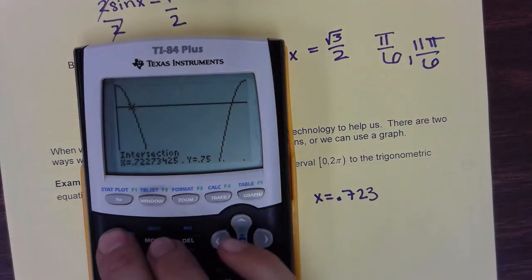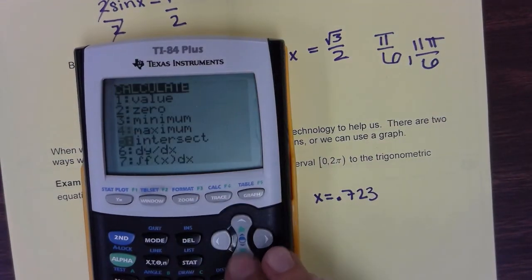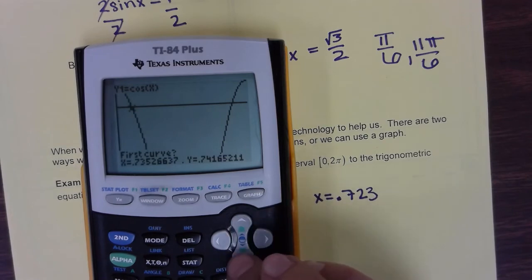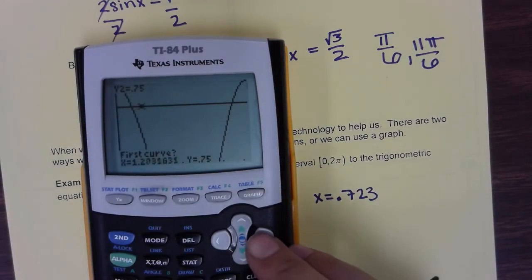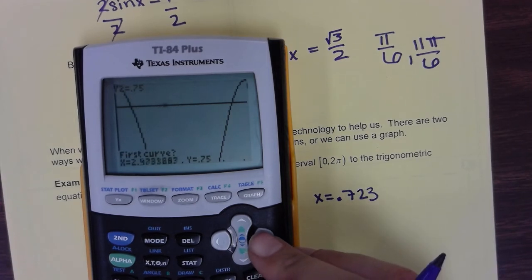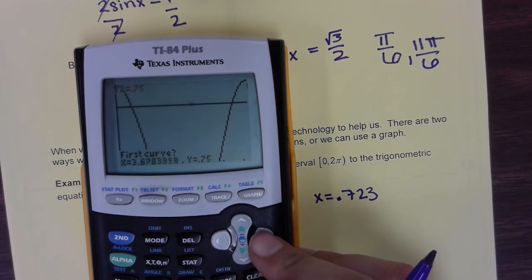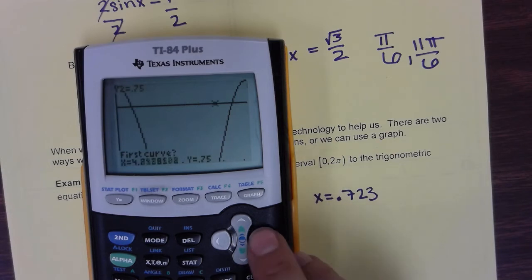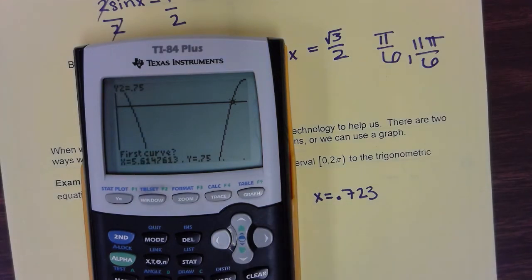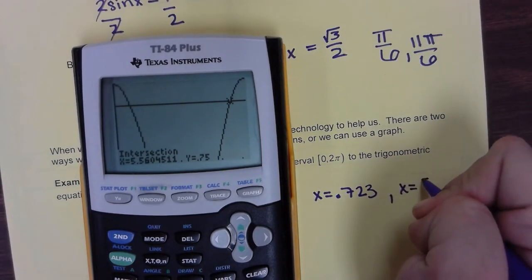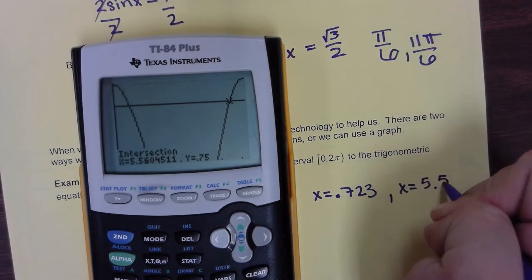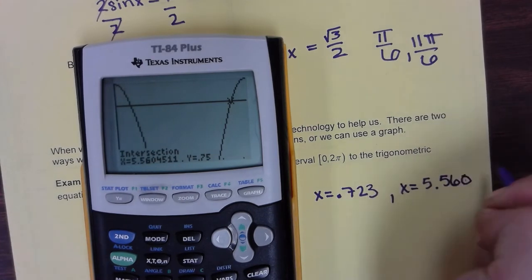So I have to do that again. Second trace, intersect. Make sure it's on the 0.75 line, because that's easier. I'm going to press the right arrow until it moves all the way close to that intersection, and press enter 3 times. 1, 2, 3. So I get x equals 5.56.